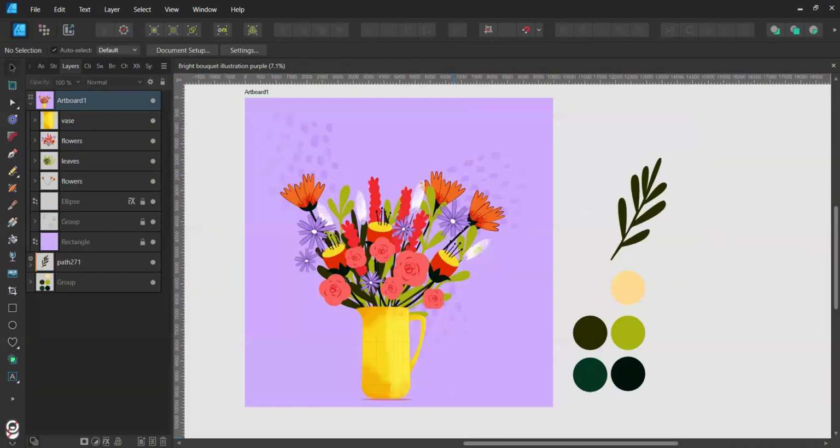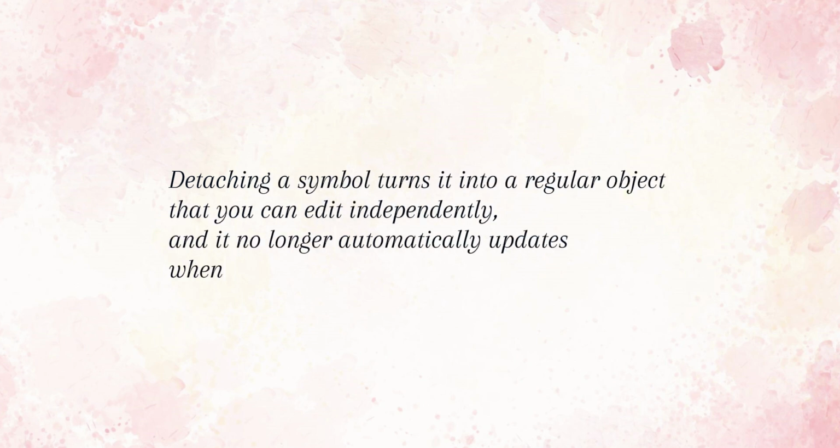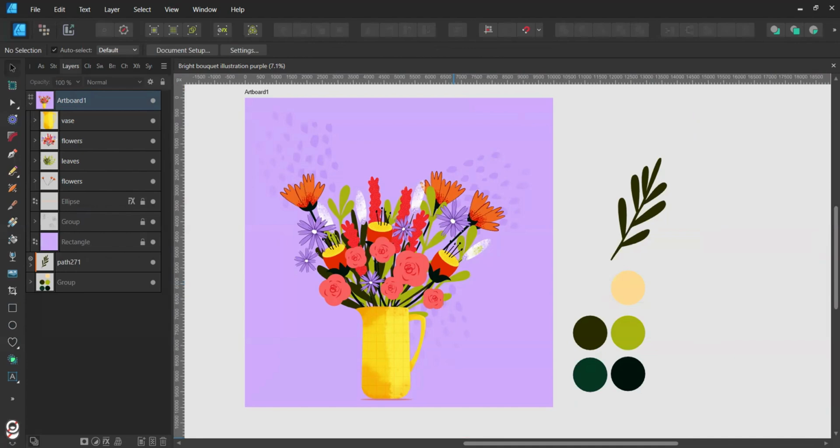The last option for symbols is detach. Detaching a symbol turns it into a regular object that you can edit independently, and it no longer automatically updates when changes are made to the original symbol. This can be useful, for example, when you want to create multiple colorways for your illustrations or patterns.